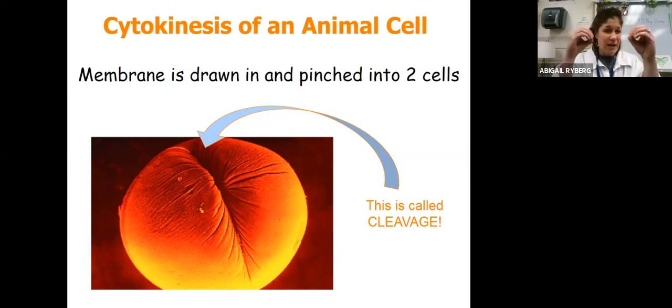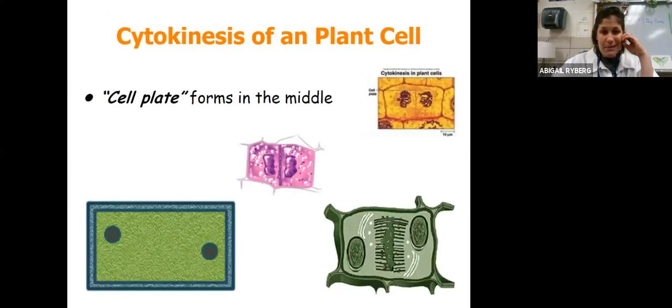Now here's the trick. Animal cells can do that because our cell membranes are so flexible. What happens with plant cells is totally different. So plant cells, because they have the rigid cell wall made of cellulose, cannot and don't pinch in two. What happens instead is the plant cells actually grow what's called a little cell plate.